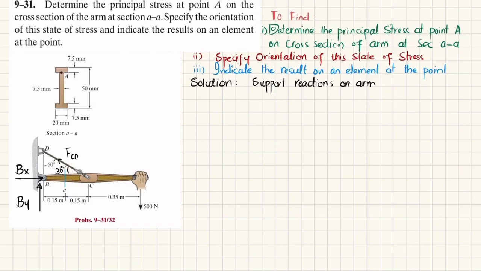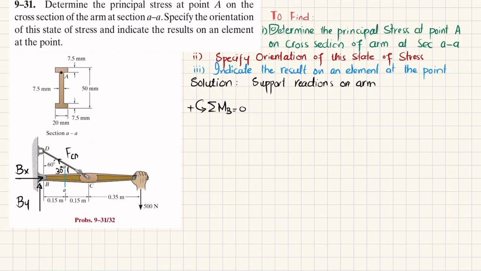So we'll apply the equations of equilibrium. The first equation is that the sum of all moments about point B is equal to 0, taking counterclockwise moment as positive. You can see this is point B. These two forces are not producing moment because they are passing through it. So we have only two forces, FCD and 500. One is known and the other is unknown, so you can find FCD.